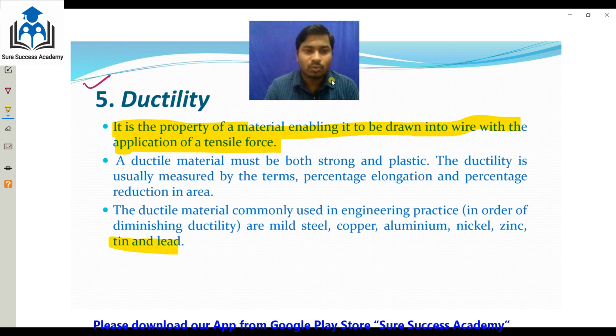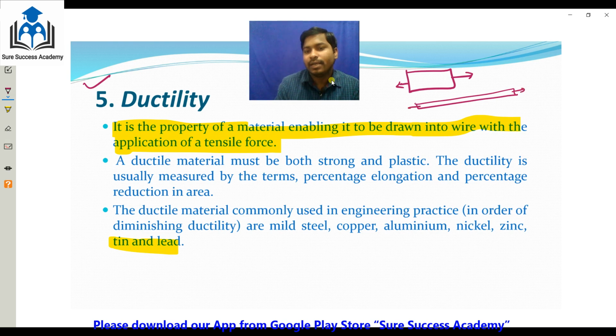So friends, I want to tell you that if a material is there and you apply tensile forces, it will be elongated like a wire. And if you remove the load, it will not come back to its original shape. So it should have enough tensile strength, and also good plasticity. Plasticity means it should not come back. So you make wire by application of tensile forces.